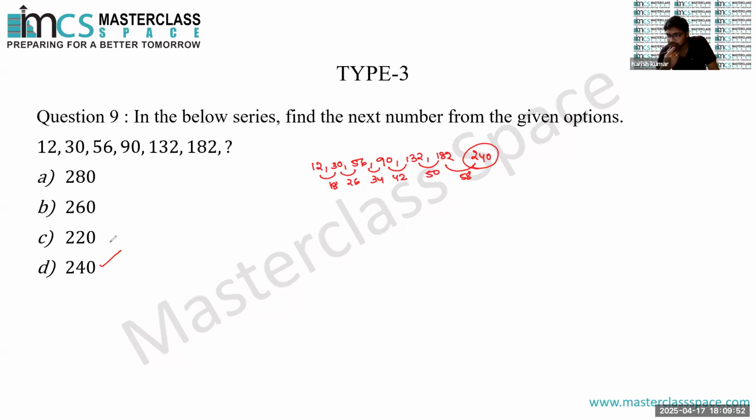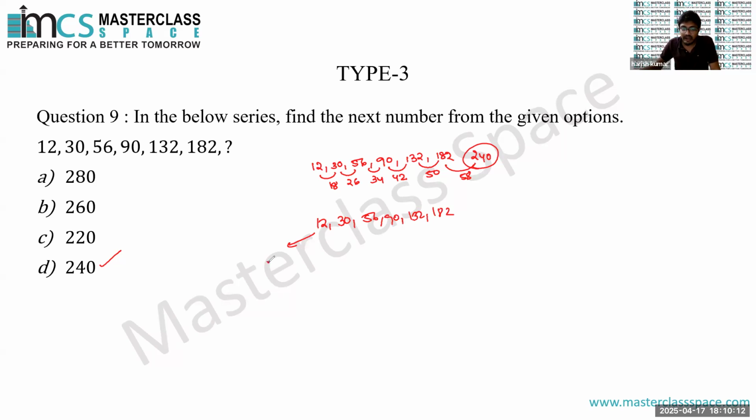Mrinali, did you understand this? Tanvi, did you understand this? Yes, sir. Right. But there is another approach as well. These are special type of numbers, right? 12, 30, 56, 90, 132, 182. These are special type of numbers. Now, what is specialty with these numbers?